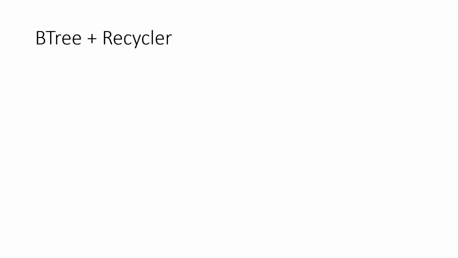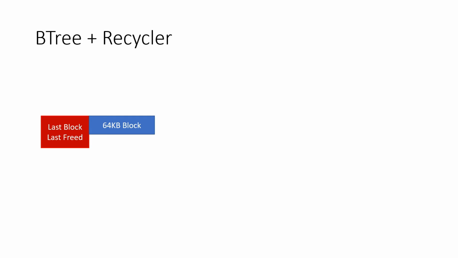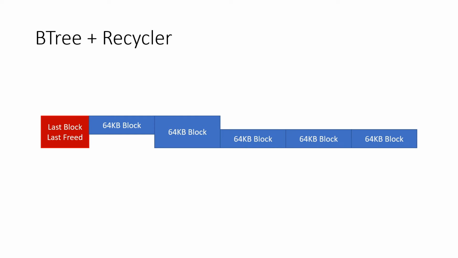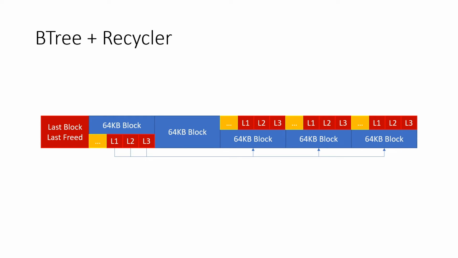Here's an example of how the B-tree would fit into our recycler that we implemented in the previous video. We'd have our header and a file of 64K allocations. Each B-tree node would fit into one of these allocated blocks. They would link together based on the segments inside the B-tree node.